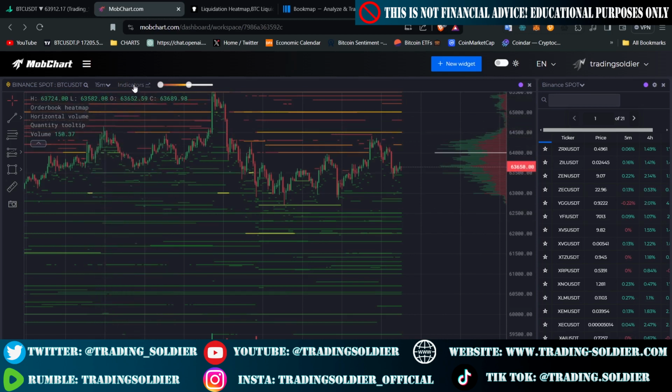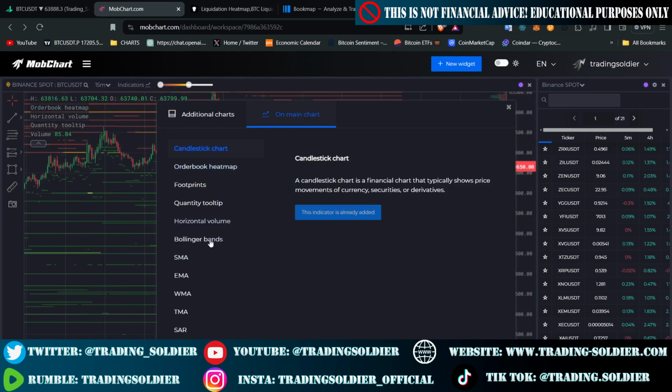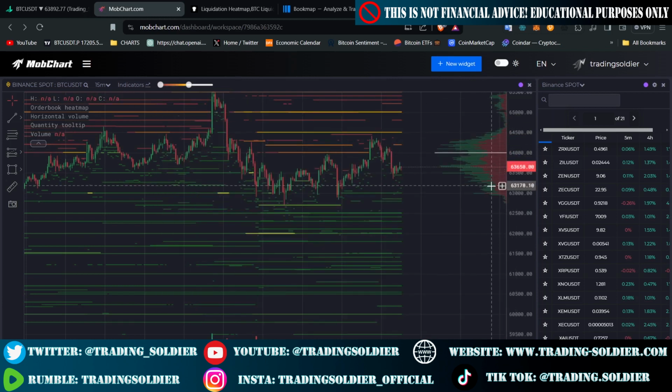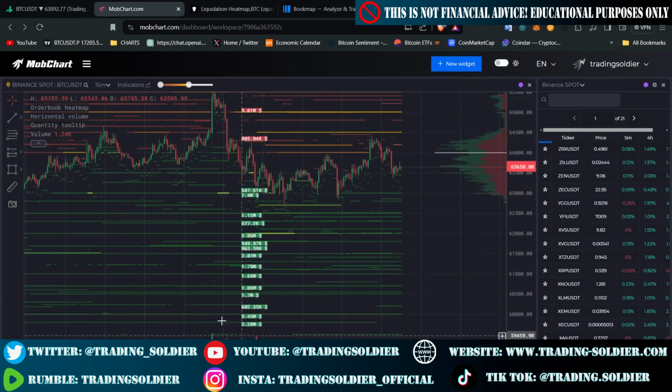mobcharts.com also offers the opportunity of loading indicators in the chart and putting different kinds of indicators in your chart. For example, here we have the volume profiles, we have the volume, here we have the heat map, okay?